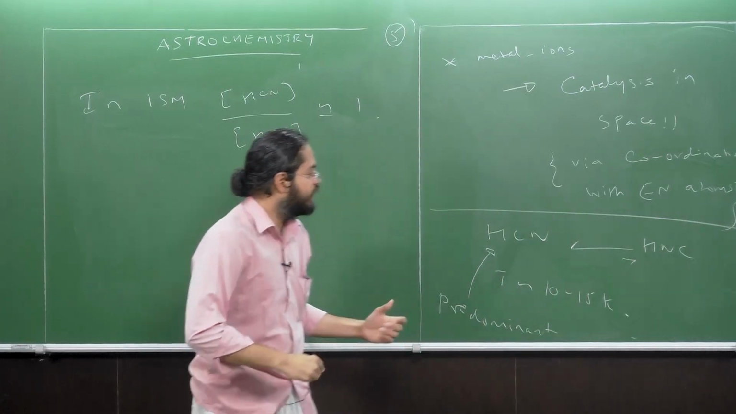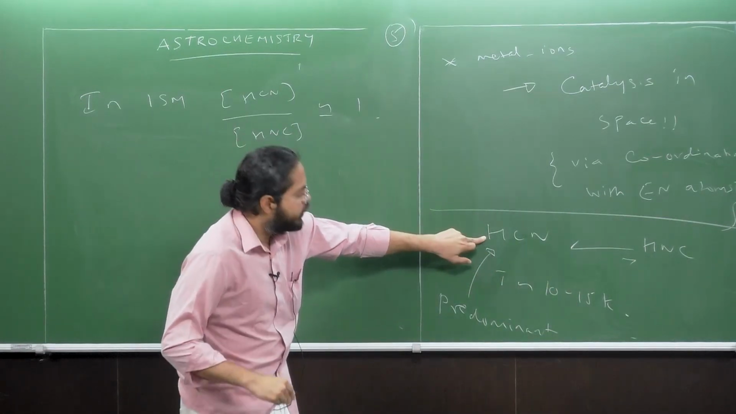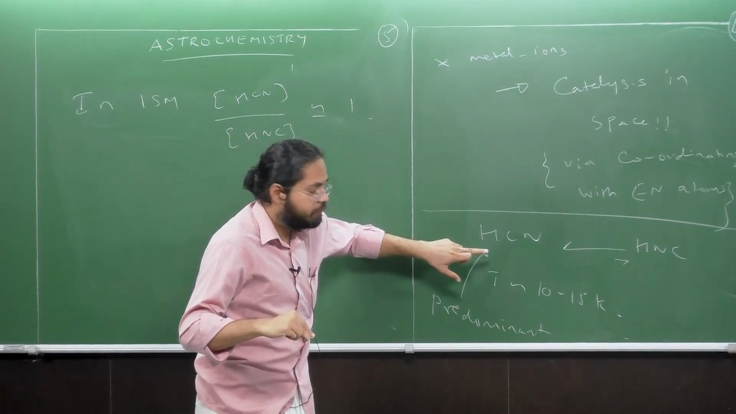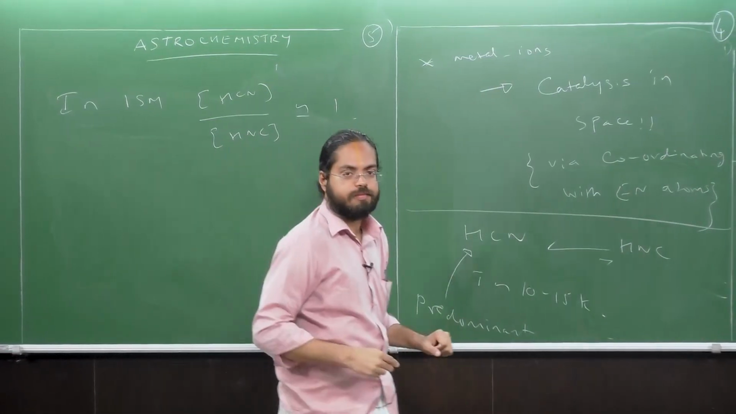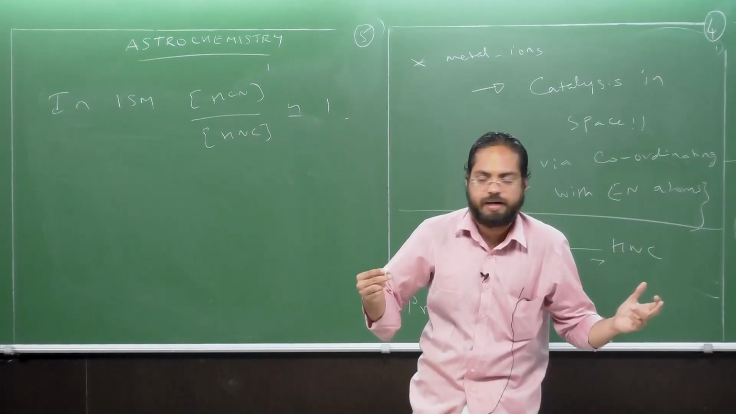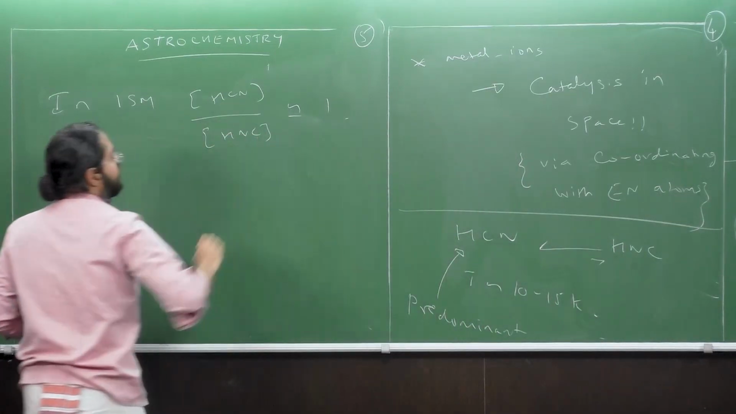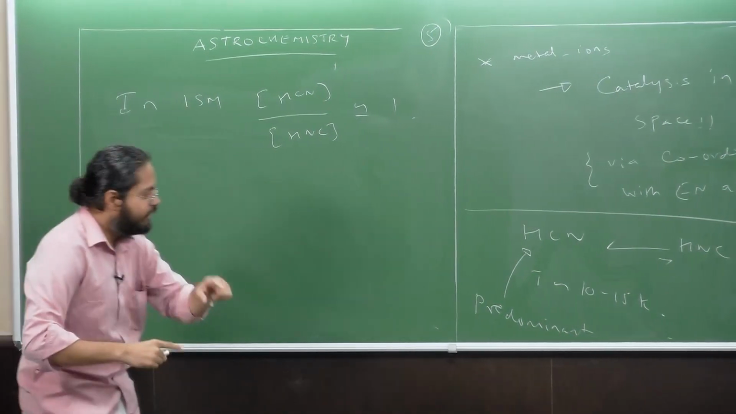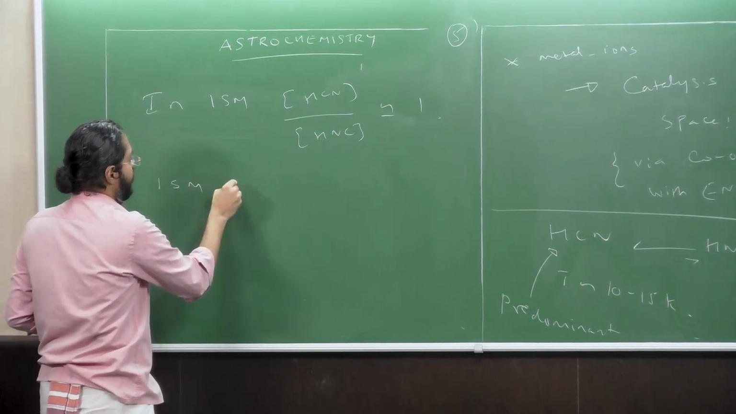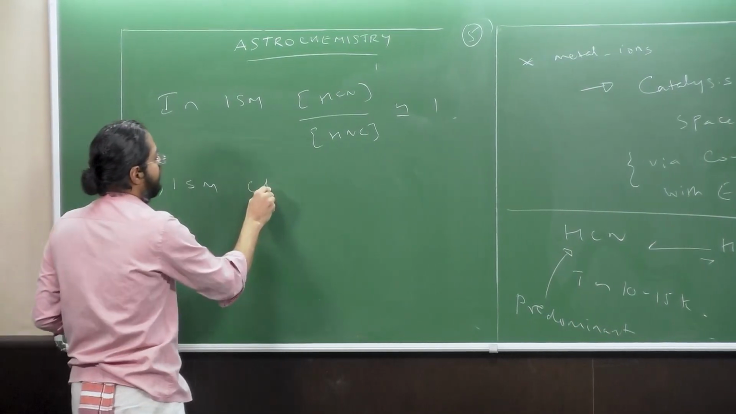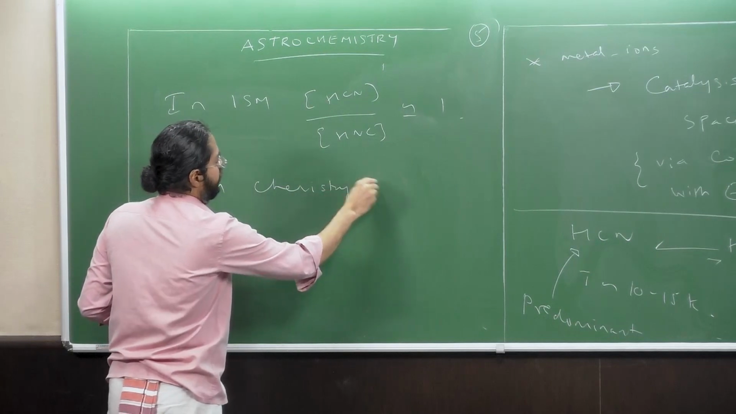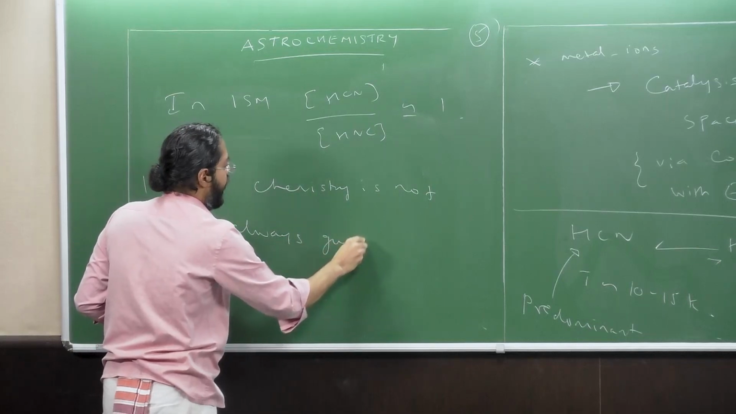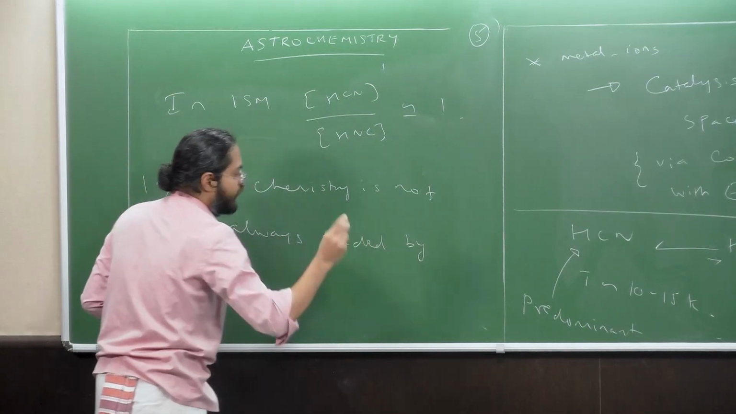Well, you would expect that the most stable molecule is going to be formed in much greater abundance than HNC. That is a very natural expectation, right? But it turns out that the HCN to HNC ratio is approximately only 1. What could be the reason? Well, it tells you that in the ISM, the chemistry is not always guided by thermodynamics only.